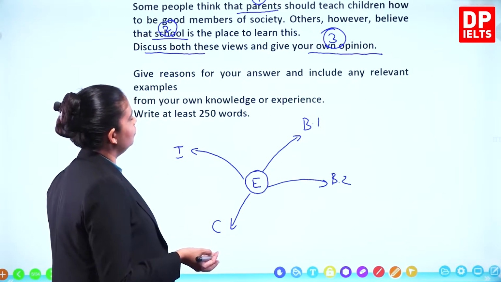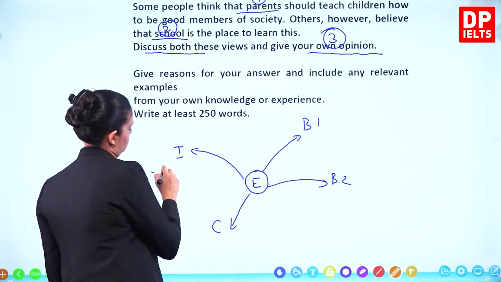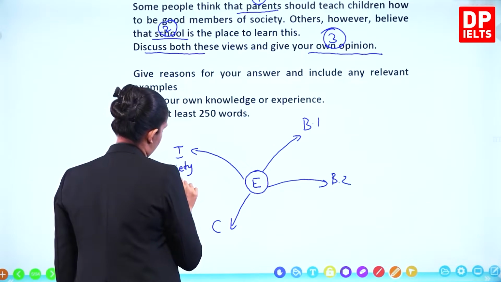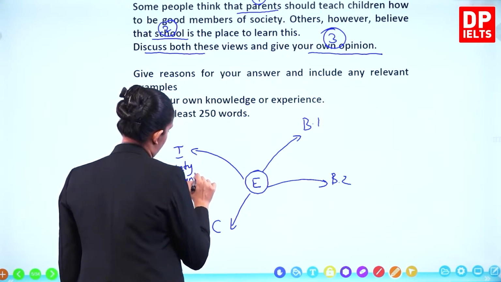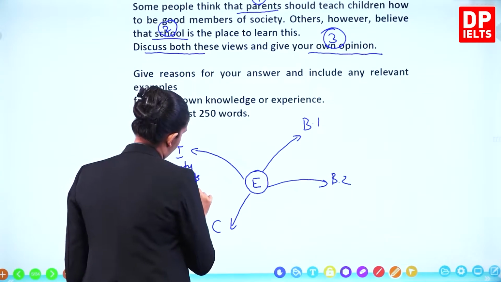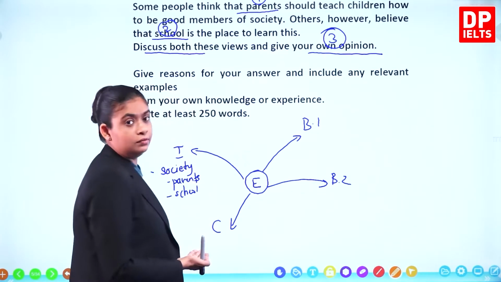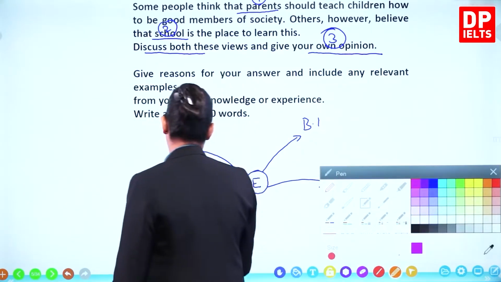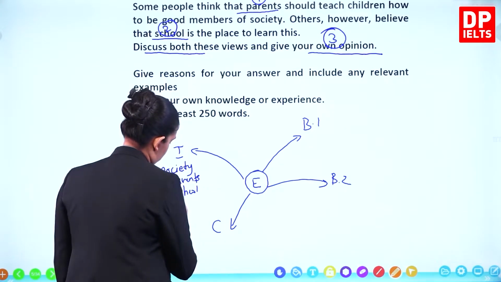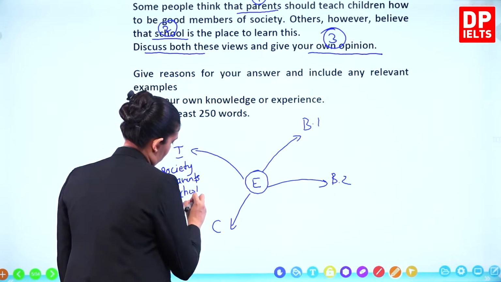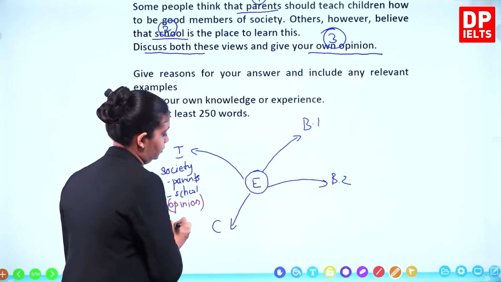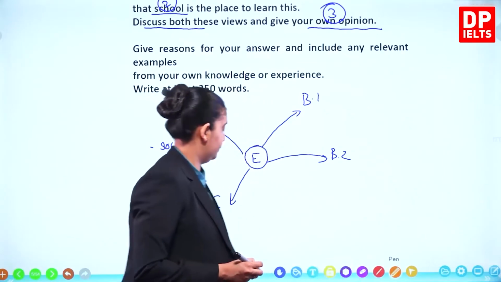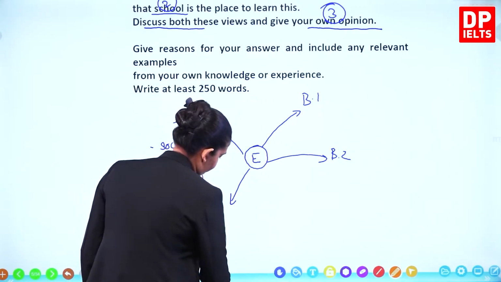So in the intro, we will be talking about society and how it's linked with parents and school. If you want, you could put your opinion here. There's no harm. Some of you may think, let's not put the opinion here. That is okay, that's not wrong. I'm going to put it inside brackets to say it's optional. Some people could think that it's best to put it in the conclusion.